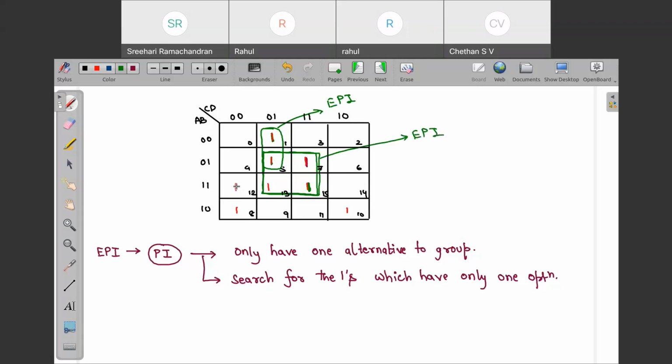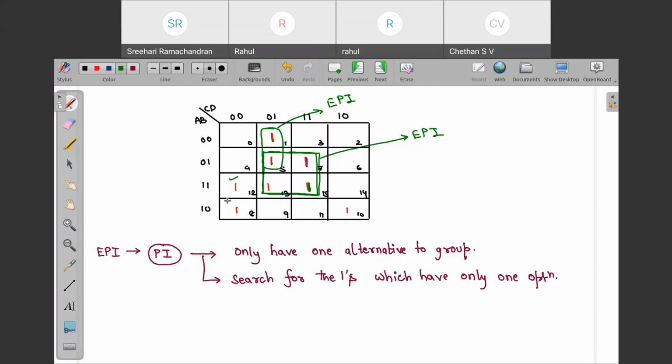Now look at this one. Either it can make a group of 2 like this, or it can make a group of 2 like this. So there are two options for this one to make a group. So this will not be an essential prime implicant. Now look at this one. It has two options. Either it can group with this one, or it can group with this one. So this is also not an essential prime implicant.